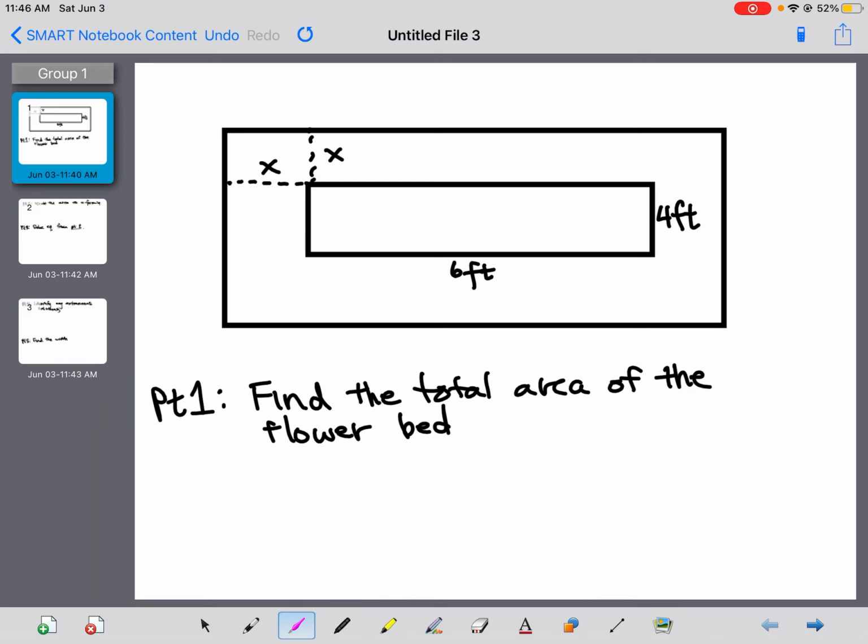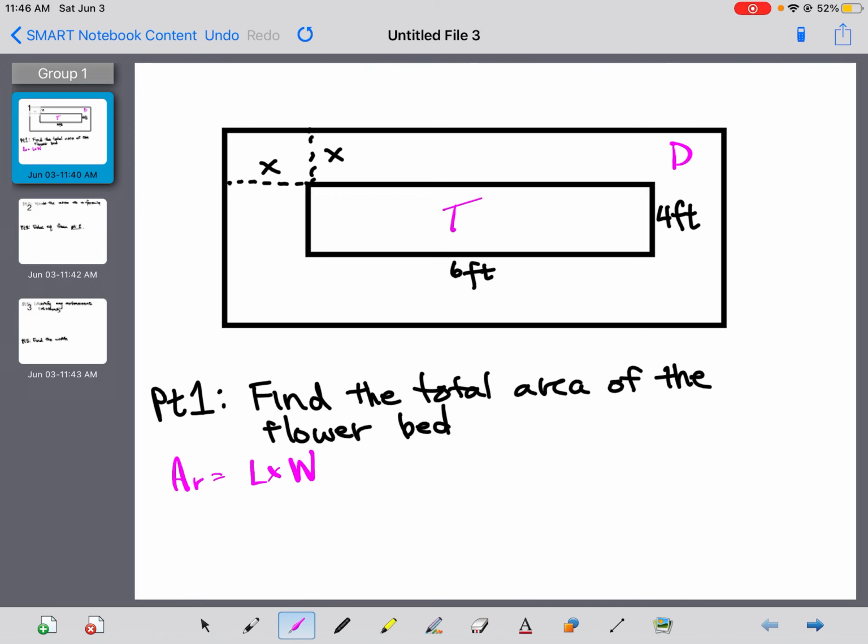So again, think about this. Here we have the tulips in the middle, daisies on the outside, and they're going to be equal. Part 1, find the total area of the flower bed. One thing we can think about is that the tulips and the daisies are going to be the exact same size. Remember, this is a rectangle, so the area of a rectangle is always the length times the width.